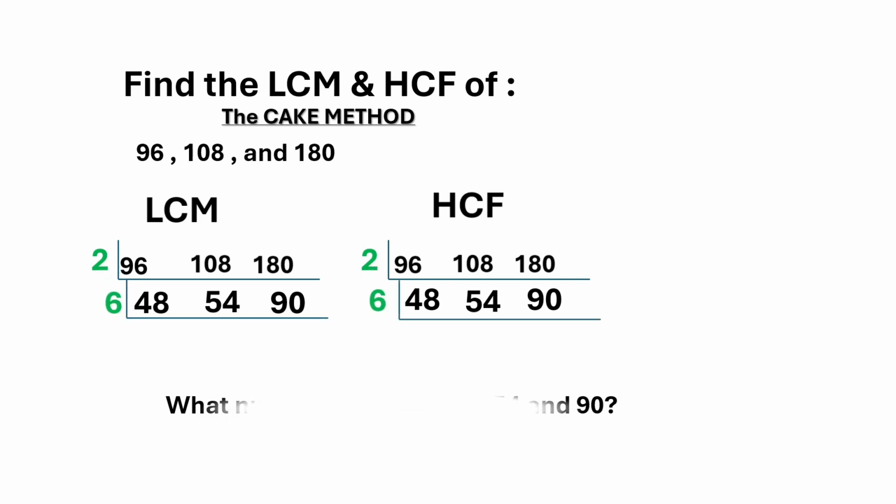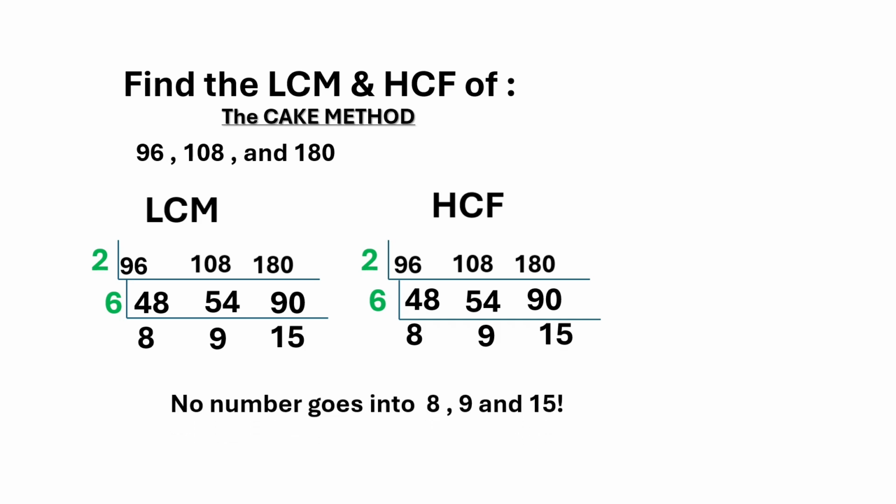48 divided by 6 is 8. 54 divided by 6 is 9. 90 divided by 6 is 15. Now, is there any number that goes into 8, 9, and 15? No number goes into 8, 9, and 15. So for the highest common factor, we stop here. We finished. Just multiply the numbers on the left side. So the HCF is 2 times 6, which is 12.